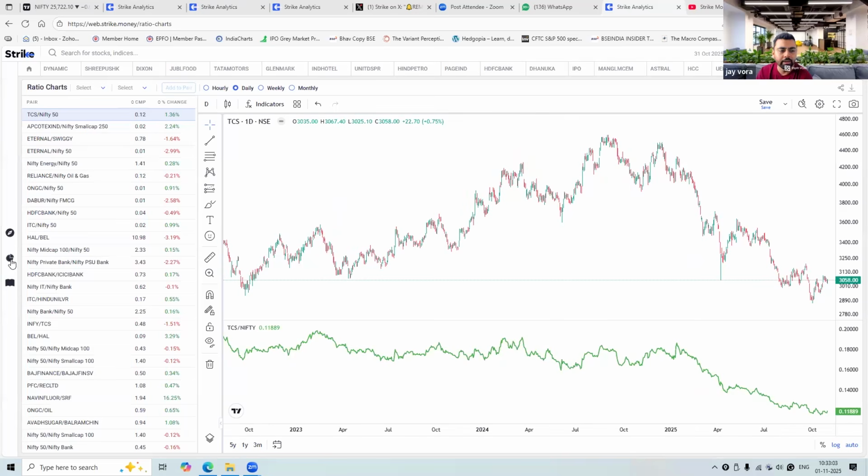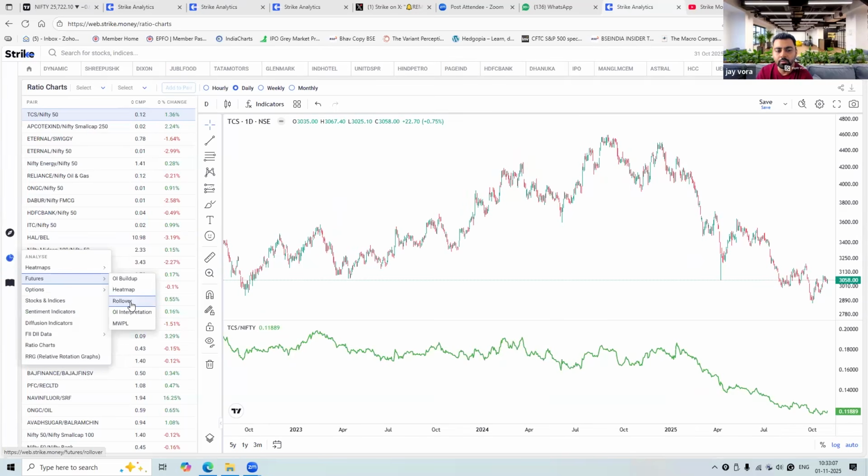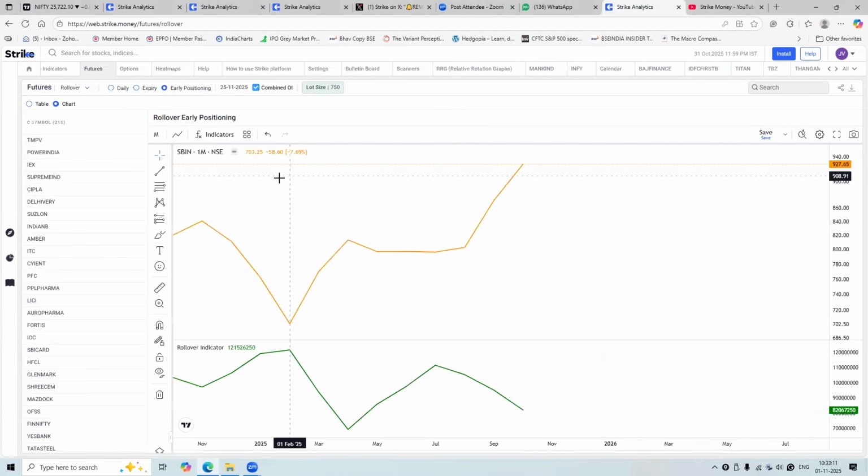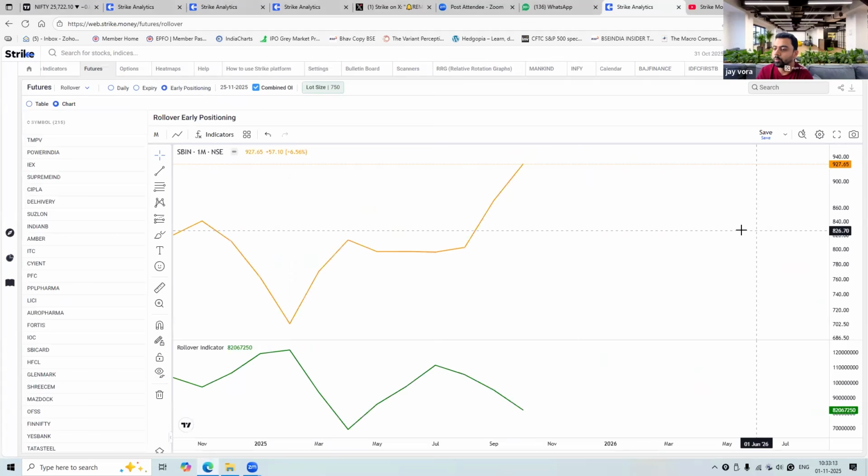No, that I have created. That was a ratio chart that I had created. It doesn't have anything to do with futures. I was just showing the other gentleman how to do it.